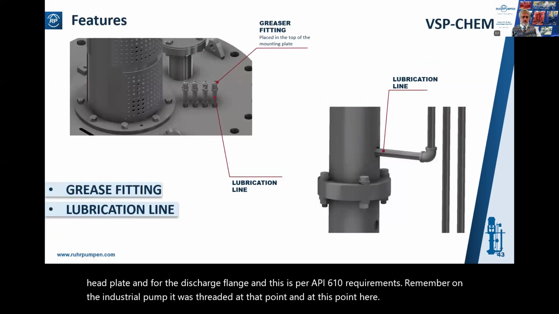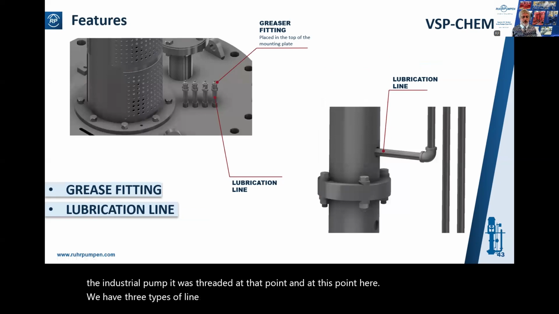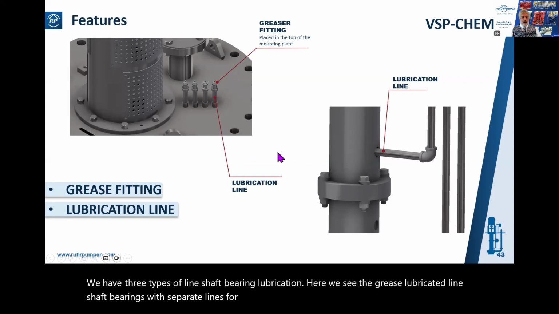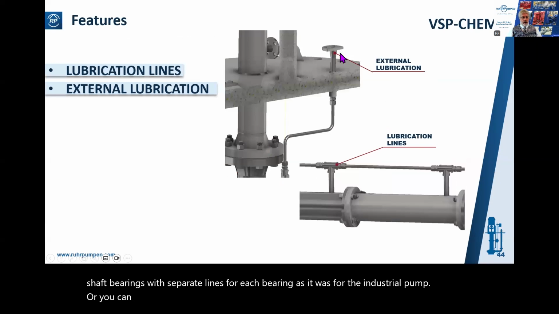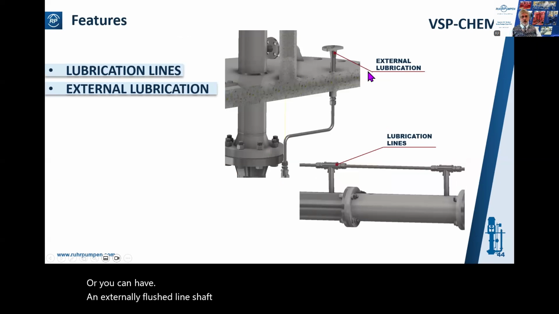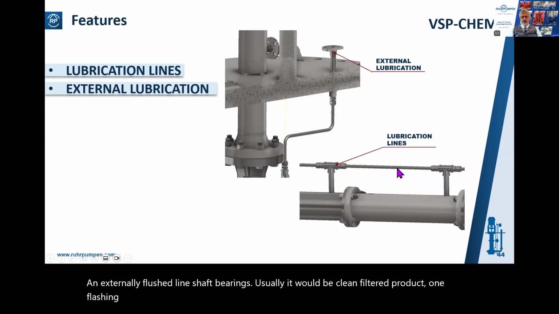We have three types of line shaft bearing lubrication. Here we see the grease lubricated line shaft bearings with separate lines for each bearing, as it was for the industrial pump. Or you can have externally flushed line shaft bearings. Usually it would be clean filtered product. One flushing line with T's off to each bearing.